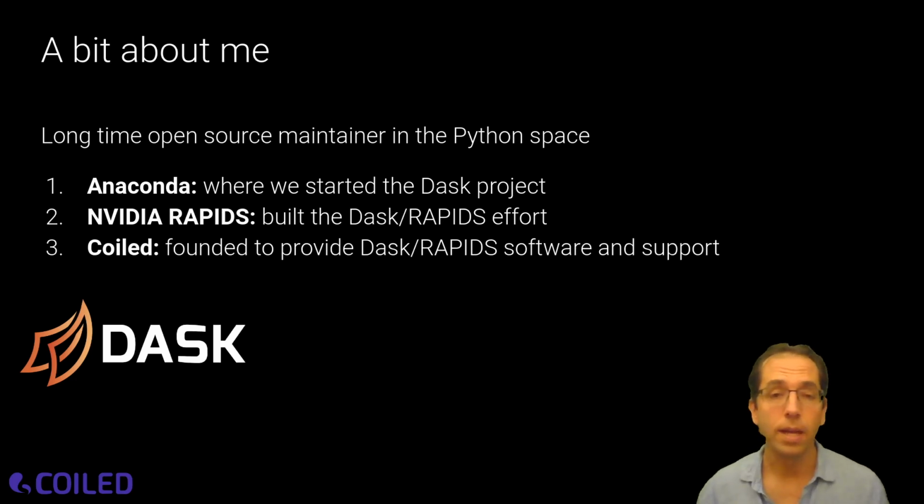A brief bit about me. I've been in the open source Python space for a really long time, on the data science side. I worked at Anaconda for a long time, where we started the Dask project, where I'm one of the lead maintainers. Dask is a library for parallel computing in Python that's pretty broadly adopted today. Then we moved over to NVIDIA Rapids, where we built out Dask Rapids, a multi-GPU effort. And then I very recently founded Coiled, which is a company that sells software to help you manage Dask and Rapids on the cloud or on-prem. We also sell some support for companies who are looking to get started, maybe like you.